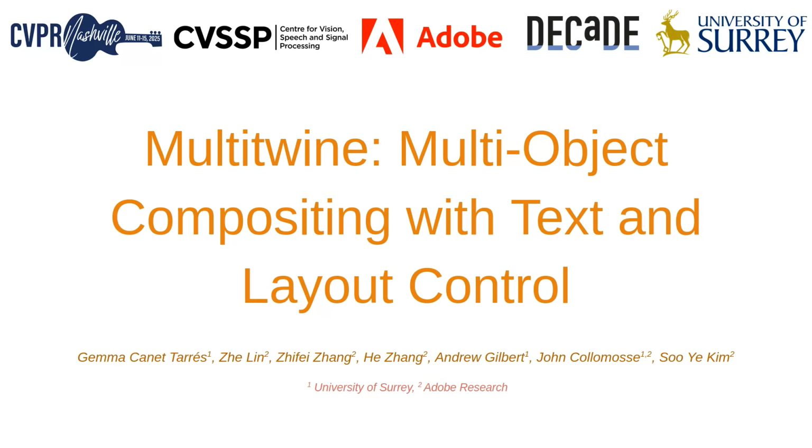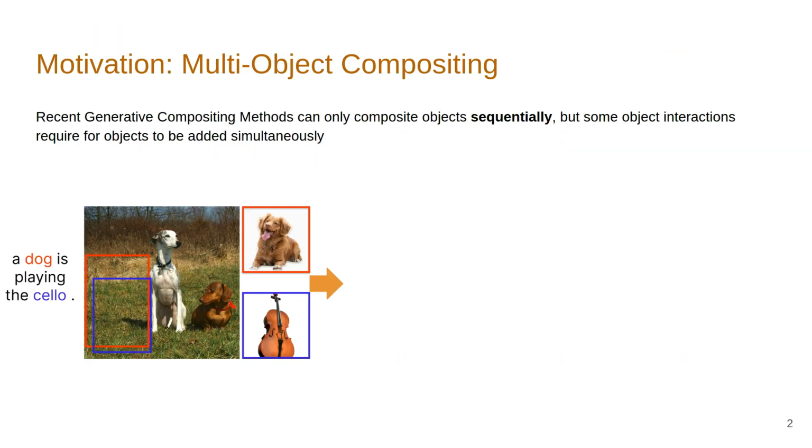I'm Gemma, and this is our work called Multitwine, multi-object compositing with text and layout control, which was done in collaboration between Decade at the University of Surrey and Adobe.